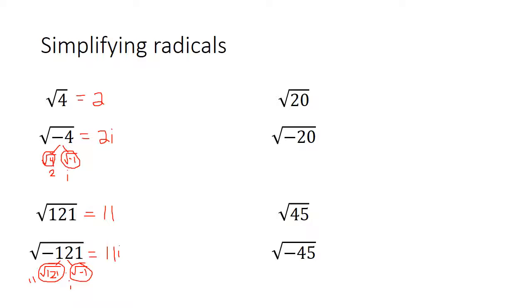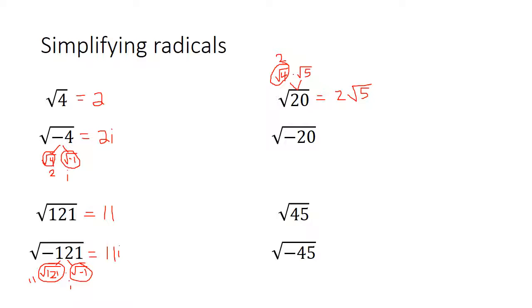For some slightly more complicated examples, we can look at ones that are not perfect squares. Like the square root of 20. I don't know the square root of 20, but I do know that 4 times 5 equals 20. So I can think of this as the square root of 4 times the square root of 5. Even though I don't know the square root of 20, I do know that the square root of 4 is just 2. So that gives us 2 square root of 5.